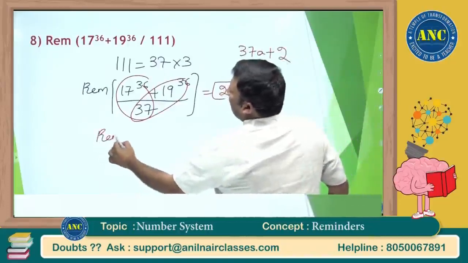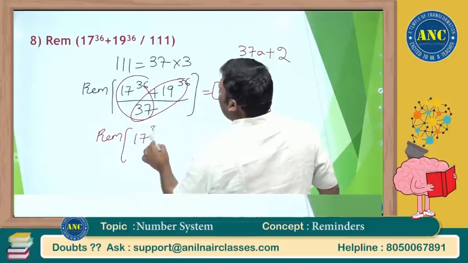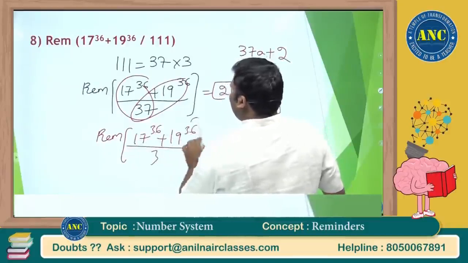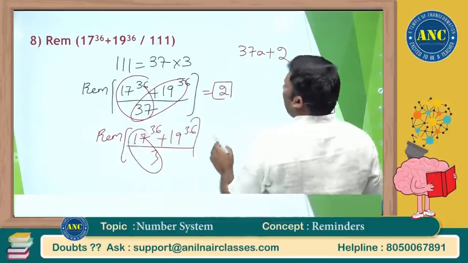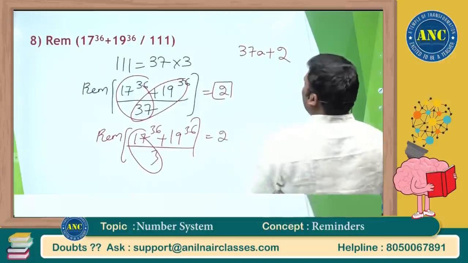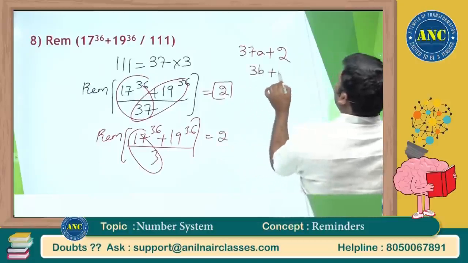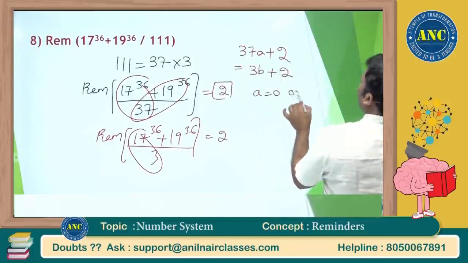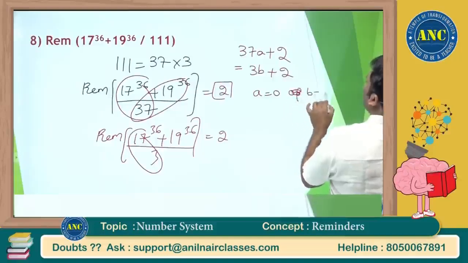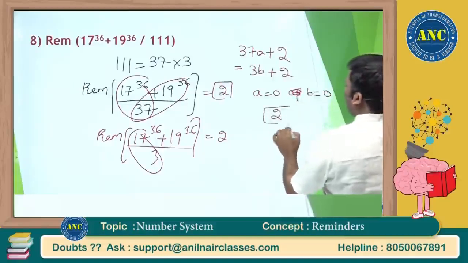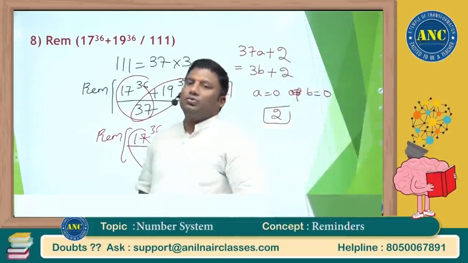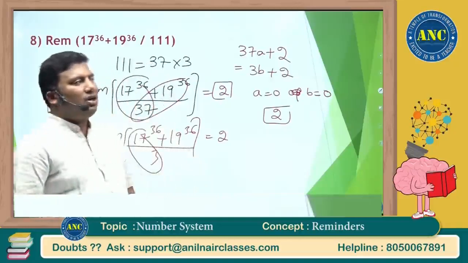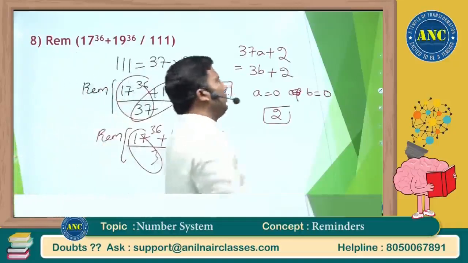Similarly, remainder: 17 power 36 plus 19 power 36 divided by 3. 3 sixes are 18, minus 1 power even plus 1, so it is 2. So it is 3b plus 2. 37a plus 2 is equivalent to 3b plus 2. a is 0 and b is 0. So the answer for this question is 2. I hope the idea is clear. The class is based on the Chinese remainder theorem.